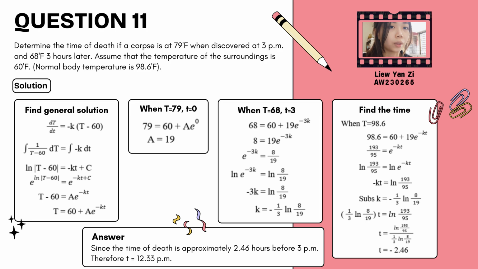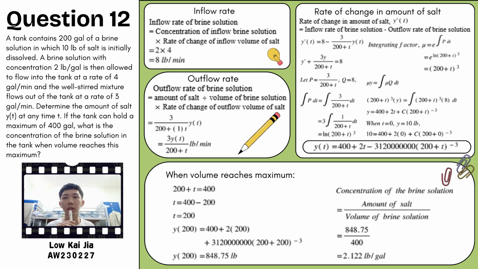Find the time when the normal body temperature is 98.6. It is t equals negative 2.46. Since the time of death is approximately 2.46 hours before 3 p.m., therefore the time is 12:33 p.m.